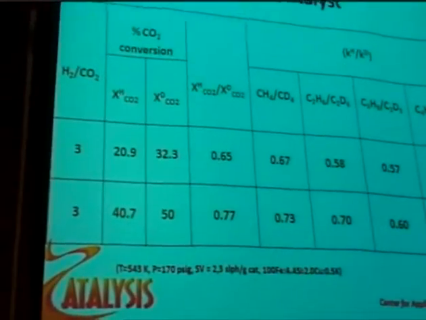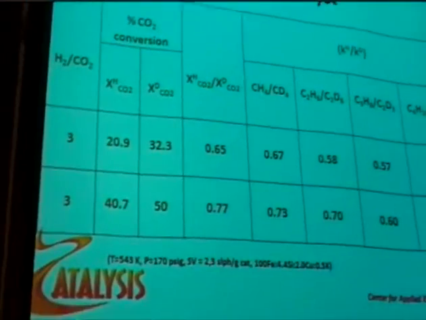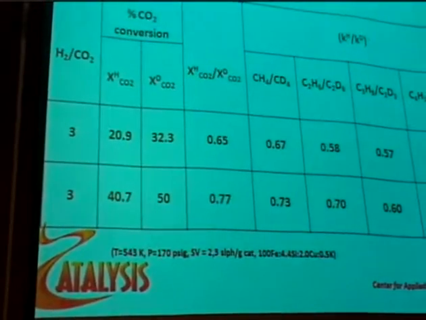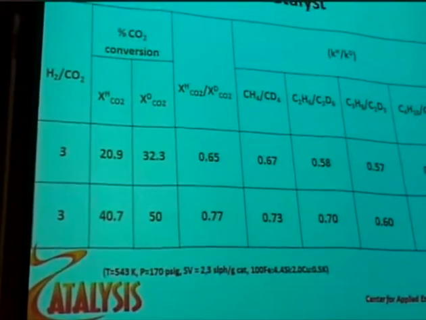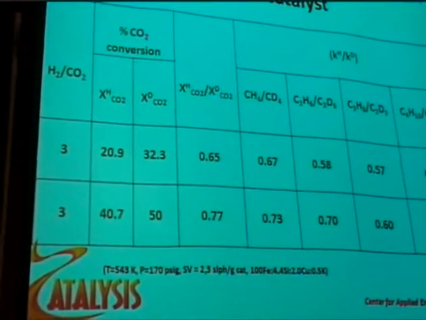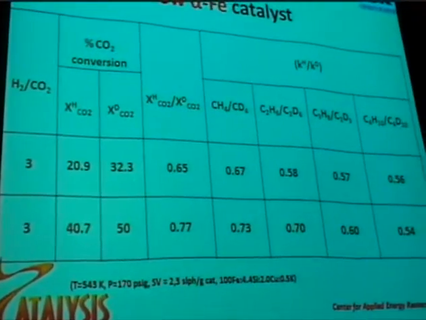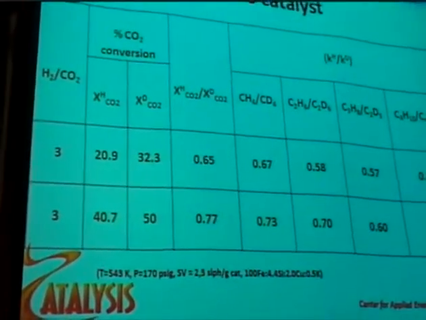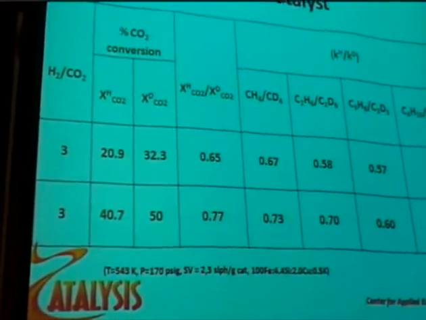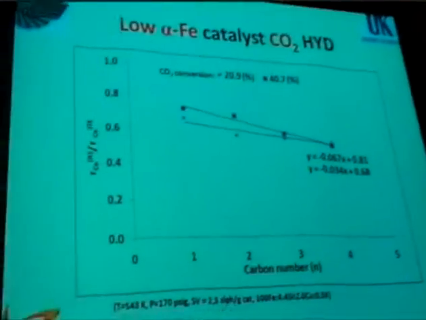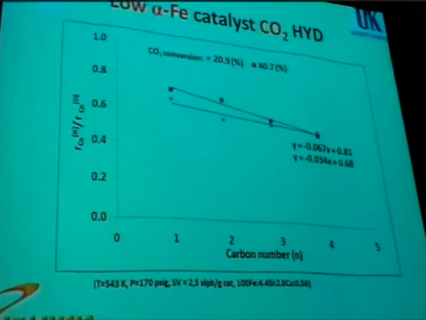If we look at the low alpha catalyst, again we're running a hydrogen to CO ratio of 2. We're doing this at 2 conversion levels, roughly 20 and 40% for CO. In both cases, we get the inverse isotope effect of about 0.7. Again, we see it decreasing, but not as fast as with the cobalt. So this is CO conversion, the rate with carbon number.